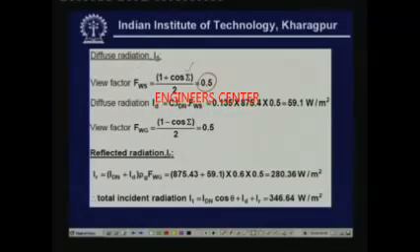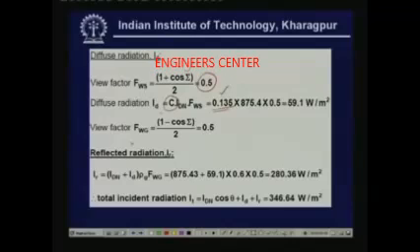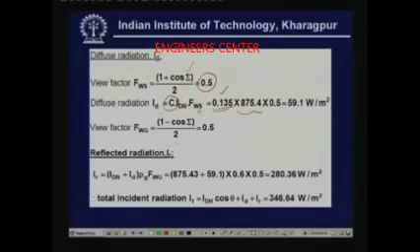Once you know the view factor, diffuse radiation is given by, again based on the ASHRAE model, I_D = C × I_Dn × F_ws, where C takes a value of 0.135 for summer. Since I am making the calculations for June, I take a value of 0.135 and I_Dn works out to be 875.4 as shown in the last slide, and F_ws is 0.5. So, if you substitute all these values, you find that the diffuse radiation is 59.1 watt per meter square.